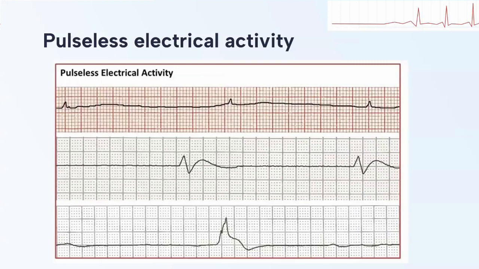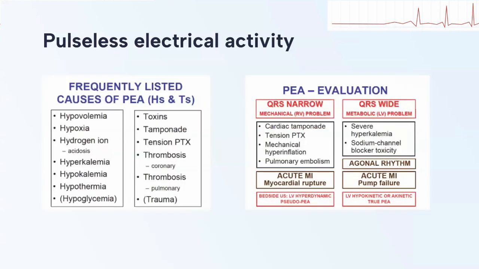Next, we go on to pulseless electrical activity. So PEA, as you can see, can have a narrow QRS or wide QRS complexes, and this speaks to the pathology of what's causing this PEA. I just put up the slide here to show that generally with PEAs is where you want to look for your H's and T's as part of your ACLS guidelines.